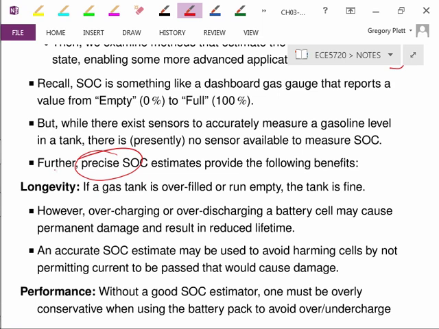Over-discharging is also a problem. It's going to cause damage as well. If we over-discharge quickly, it tends to cause more permanent damage than if we over-discharge slowly. However, in either case, there is the possibility of permanent damage. So it's different from a gas tank. We need a precise, accurate state of charge estimate to help us monitor the status of every cell to make sure that we don't overcharge or over-discharge any of the cells in the battery pack.